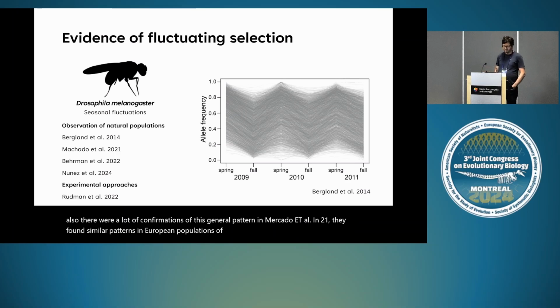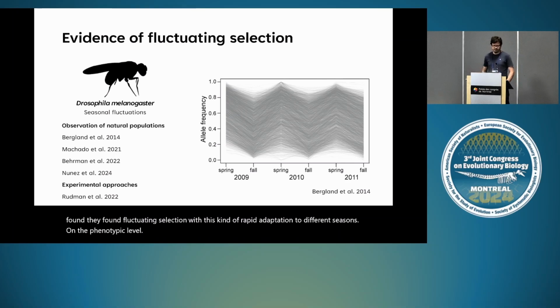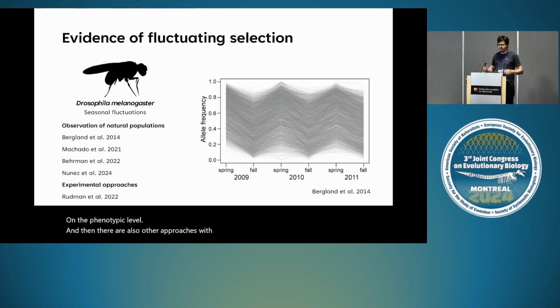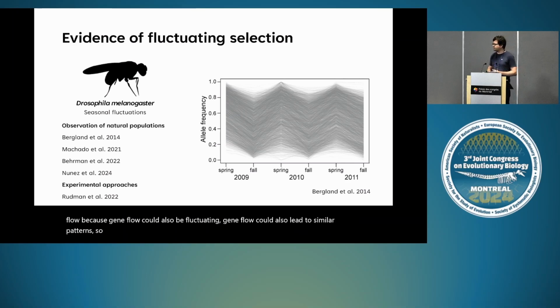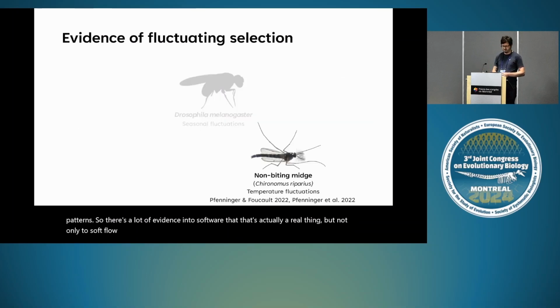In Behrman et al. 2022, they found fluctuating selection with rapid adaptation to different seasons at the phenotypic level. And then there are also other approaches with cages where they restrict or stop gene flow, because fluctuating gene flow could also lead to similar patterns. So there's a lot of evidence in Drosophila that this is actually a real thing, but not only Drosophila. We also see very recent studies in the non-biting midge, where we see fluctuating selection and temperature adaptations on hundreds or thousands of loci.